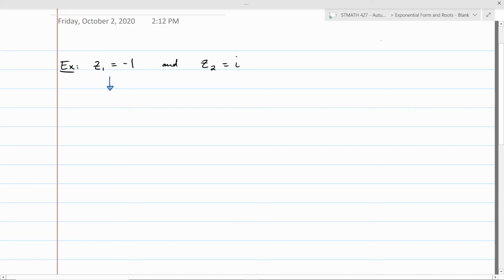Let me draw a quick and dirty picture over here. z1 is over here, just -1, and z2 is i. If you think of -1 as a complex number, theta 1 is equal to pi. Likewise, if you think of i as a vector, that angle is pi over 2. So we can express z1 as 1 times e to the i pi, and z2 as 1 times e to the i pi over 2.